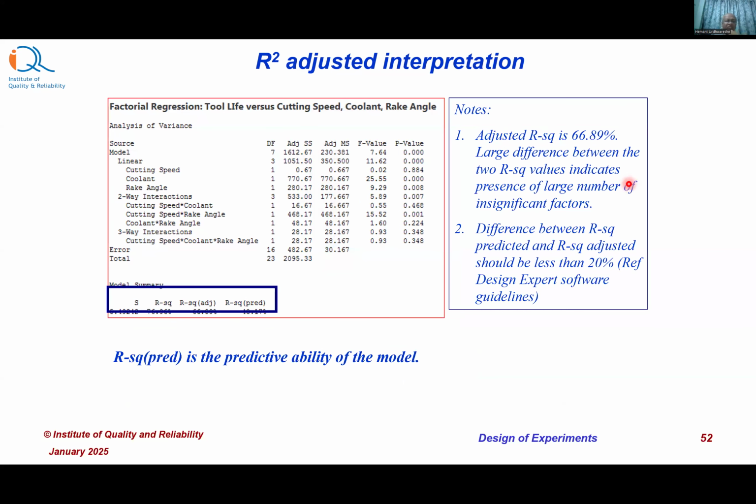So this is about the R square value and R square predicted value. R square predicted value is 48 something. The difference between R square predicted and R square adjusted should be less than 20%. Some software gives this guidance that the difference between R square predicted and R square adjusted should be less than 20%. Here the difference is about 18%. So it's a predictive ability of the model, R square predicted.